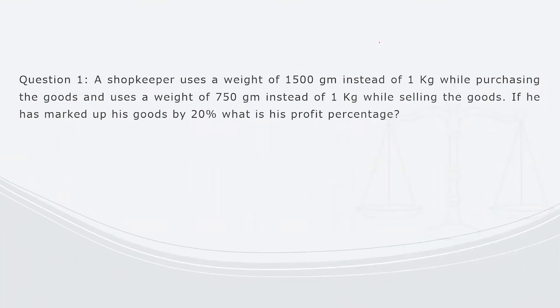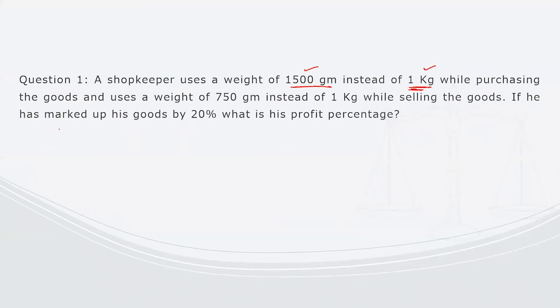Right. So let's try and do this question. What is the question saying? A shopkeeper uses a weight which is 1500 grams instead of 1 kilogram. That means it should be 1 kilogram, but he is using a weight of 1500 grams while purchasing the goods. That means he's paying only for 1 kilogram, but he's getting 1,500 grams. So now let's calculate the selling price by cost price ratio. He is getting 1,500 grams.